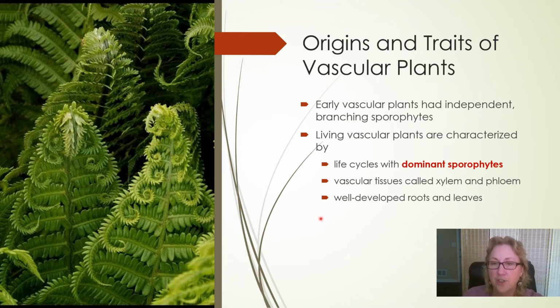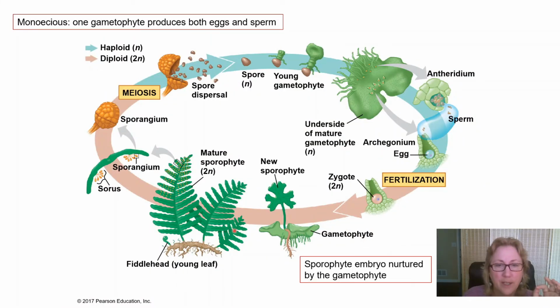They have vascular tissue, and now we have the first true roots and leaves. Because roots and leaves are vascular, the non-vascular plants cannot have true roots and leaves. So here's a little bit more detail for the fern life cycle. We still have alternation of generations. We have a diploid sporophyte and a haploid gametophyte. The sporophyte is the dominant one, so this is the one that you see. When you see a fern, you're looking at the sporophyte.